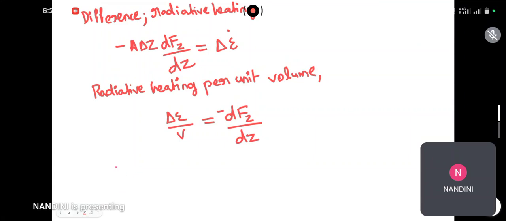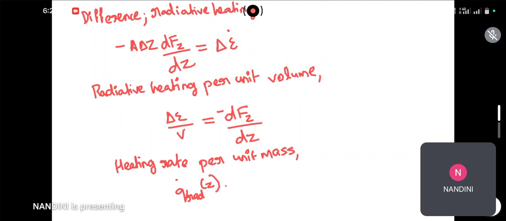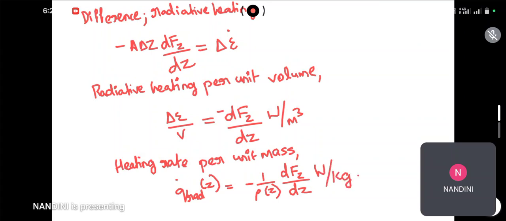Now, if you want to find the heating rate per unit mass, it becomes Q radiation of z, which is equal to minus 1 by rho of z into dF(z)/dz. This is in watt per meter cube, where F(z) is given in watts. This is in watt per kilogram. Minus 1 by rho z dF(z)/dz. Anyway, the differential of the intensity of radiation with respect to z, that is entering the slab, gives you the heating rate per unit mass or unit volume.